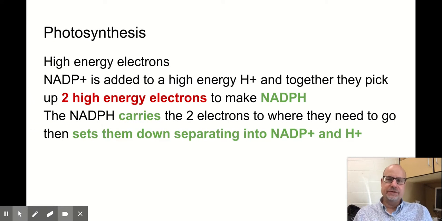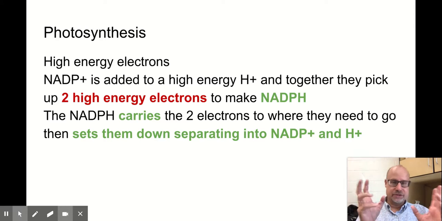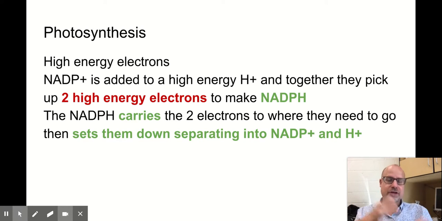Now, the job that they do basically is you get NADP plus added to a hydrogen atom, a hydrogen ion, doesn't have an electron at all. So you have an H plus, NADP plus, that's two pluses, so you need two minuses. The two minuses are the two high energy electrons. Basically speaking, the NADP plus and the H plus get together to make NADPH, which carries those two electrons where they need to go. Where do they need to go?